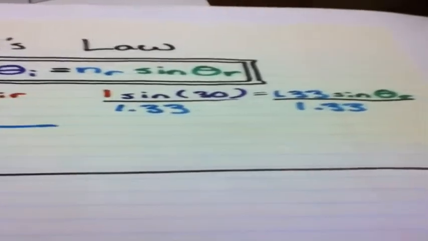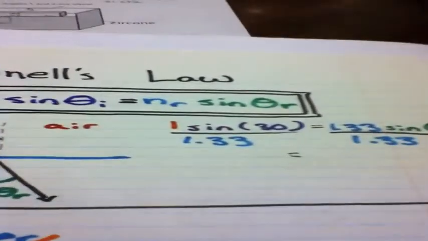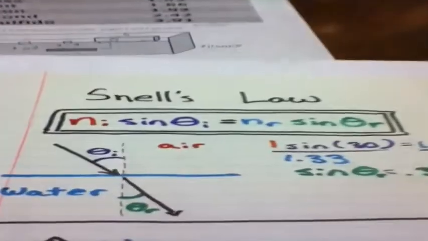Now, that is equivalent to 0.376, but remember, that's the sine. So you have to find the inverse sine, also known as the arc sine. All we've got to do is go to your calculator, type second sine, and type in the answer that you got, 0.376. Close that off, and that's your refracted angle. So theta r is 22.086.